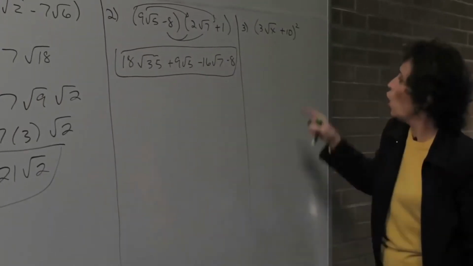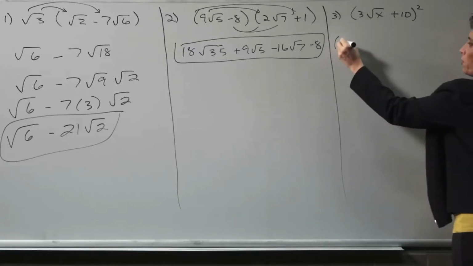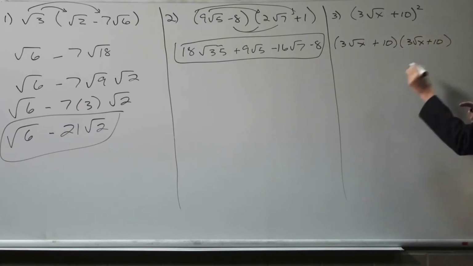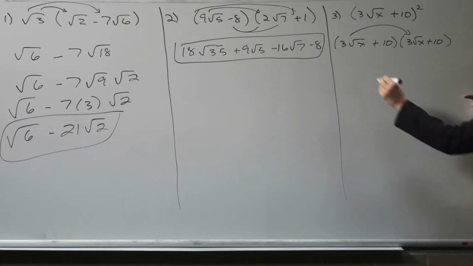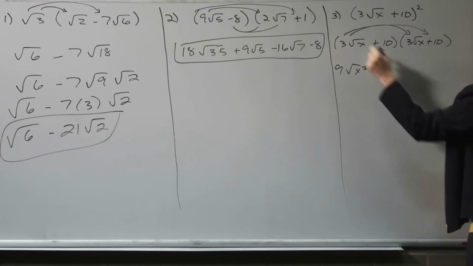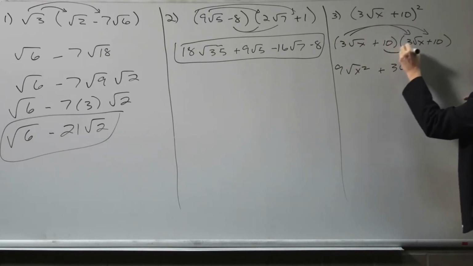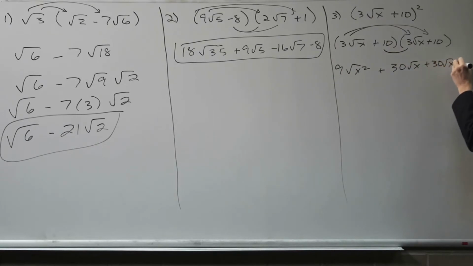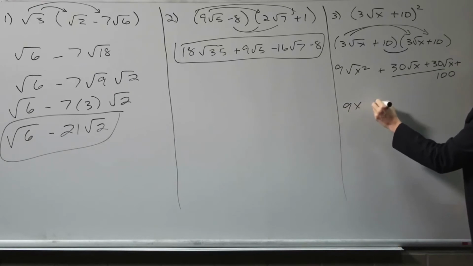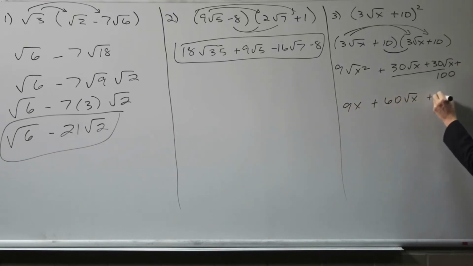Okay. No power to power on terms, so I have to write this twice. Okay, ready? Outsides with outsides. 9 square root of x squared plus 10 times that outside 3 is 30 square root of x. Same thing here. Plus 30 square root of x plus, I'm going to put that here, plus 100. 10 times 10. These are like radicals. This is 9x plus 60 square root of x plus 100. I am done because there's no like terms. So that's it. That takes care of that.